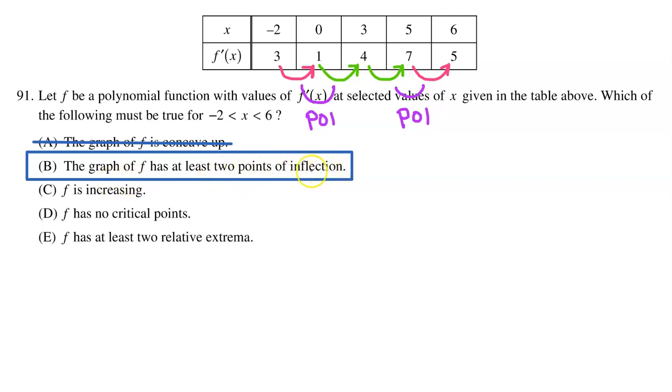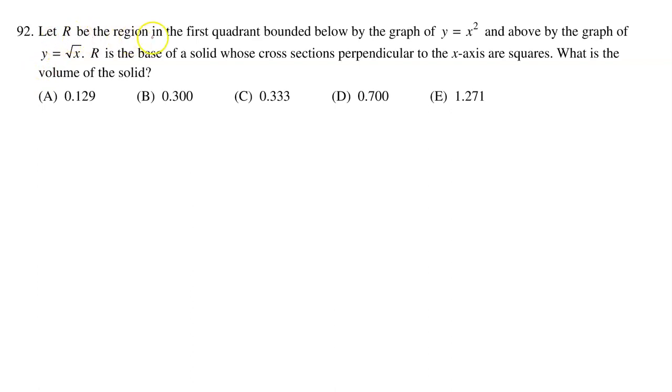Let R be the region in the first quadrant bounded below by the graph of y equals x squared and above by the graph of y equals the square root of x. R is the base of a solid whose cross-sections perpendicular to the x-axis are squares. What is the volume of the solid? In the first quadrant, the graph of y equals x squared looks like this.